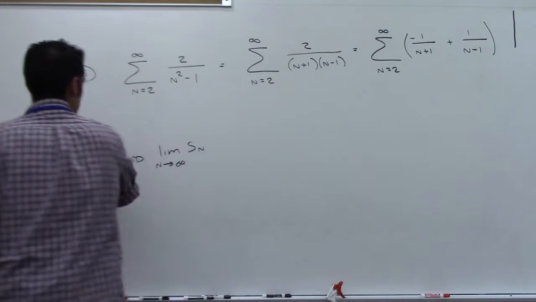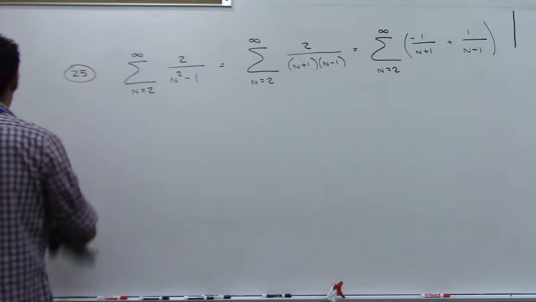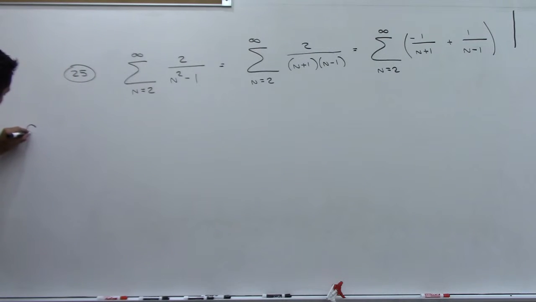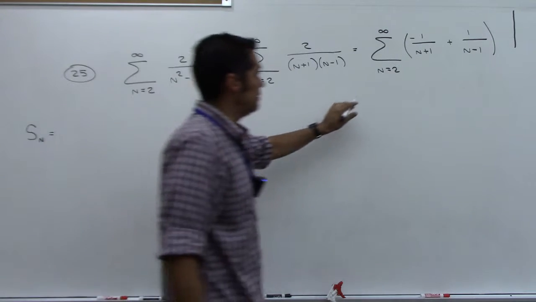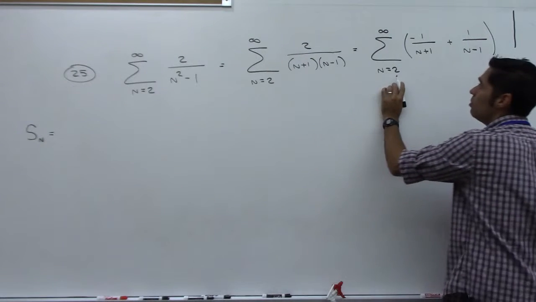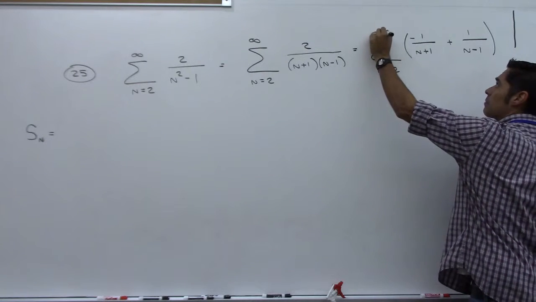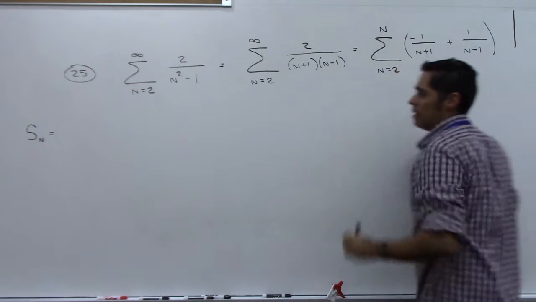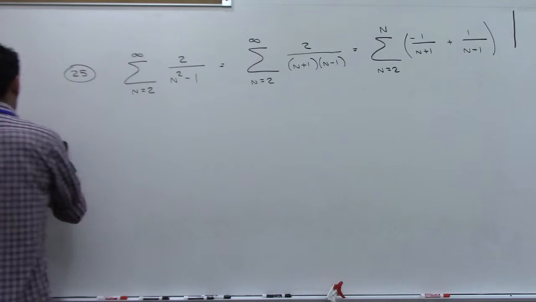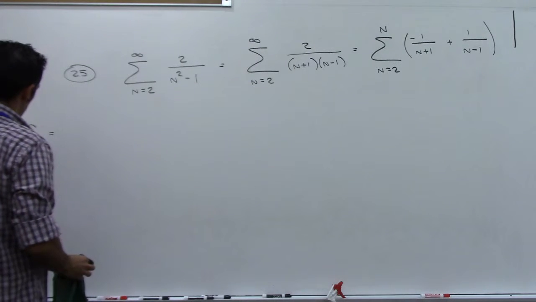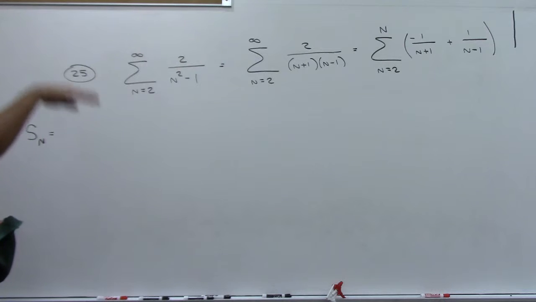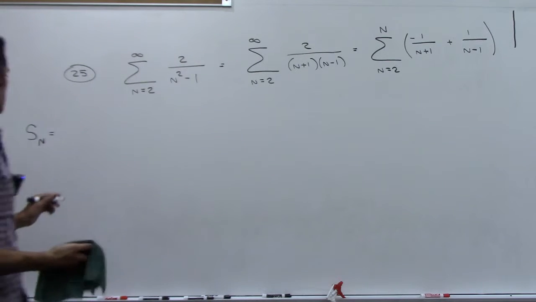I'm going to need some space for this, so I'm going to write it out like this. S sub n is the sum that I get here when I start at 2 and I stop at some capital N. So I'm going to start at n equals 2 and stop at some capital N. So what do we get when we do this? Well, we already did the first one.